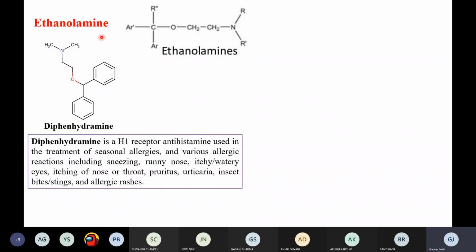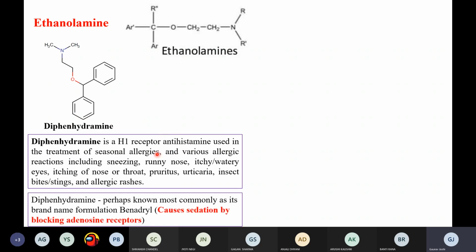See, we have already discussed the mechanism and everything. Basically the H1 receptor antagonists will be used for the treatment of allergies, right? So for example, diphenhydramine is also used for the treatment of allergy, right? Now one thing is there, you might have heard this name diphenhydramine. Basically it's a very common ingredient in cough syrups, right?